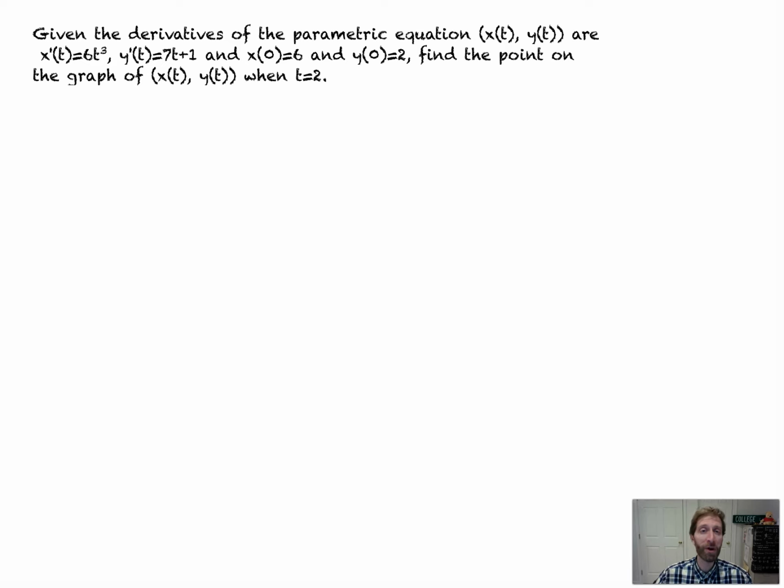Hey there, here we go into integrating with parametric equations, which is actually no different than integrating with other kinds of equations. So let's jump into this and see that we've actually done these problems many times before. You'll see what I mean right now.